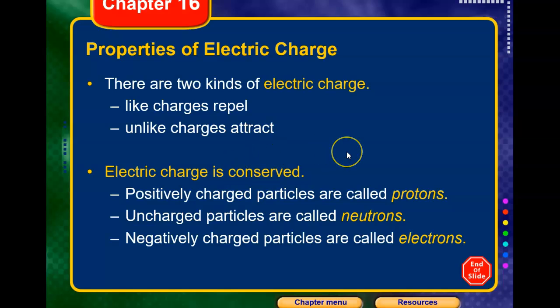You might remember from chemistry that when we're adding and subtracting charge, we're really just moving electrons. Something that's negatively charged has gained electrons. Something that's positively charged has lost electrons, so it has a more positive charge.